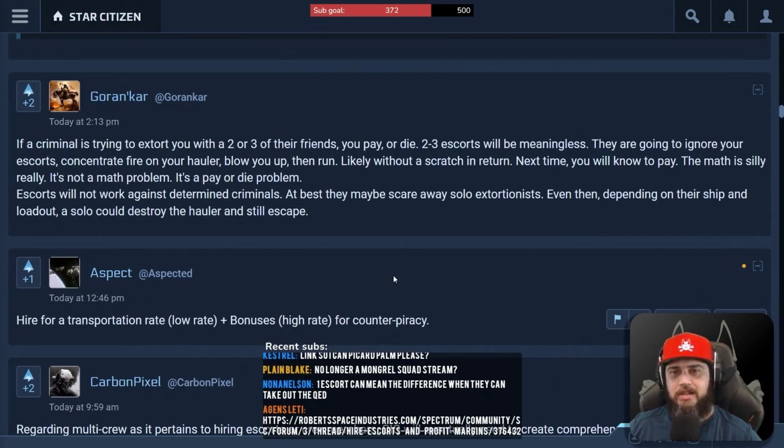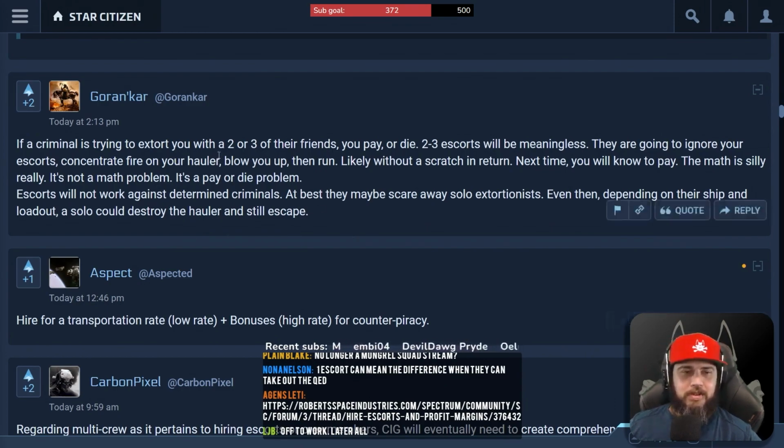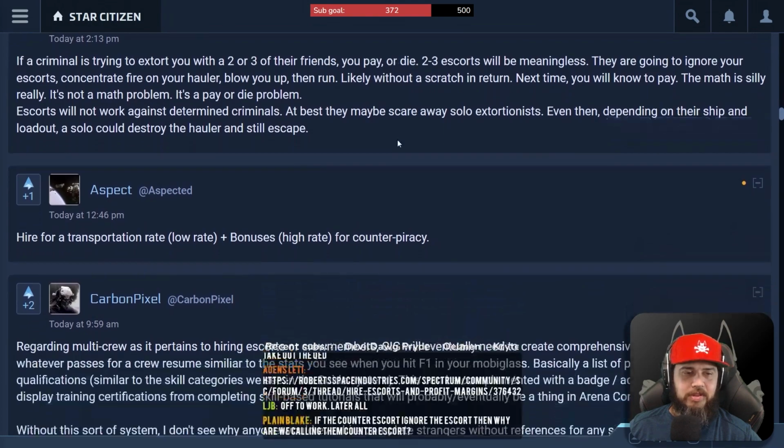And the key to all piracy hits, any sort of interdiction operations, is your quantum enforcement device equipped ships. So if you don't take out that QED, yeah, you're going to go down. But if you've got two to three escorts, send them after the QED ship. Done. If the counter escort ignores the escort, then why are we calling them counter escort? Fucking Spectrum pirate, that's what this one is. An expert of piracy in Spectrum.